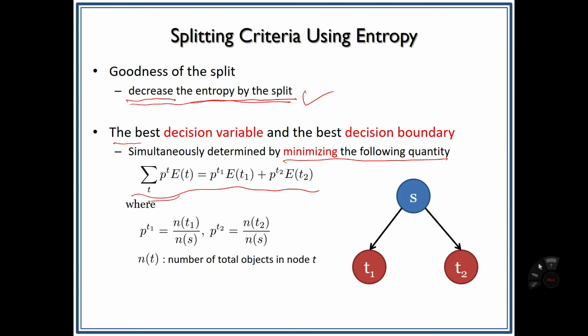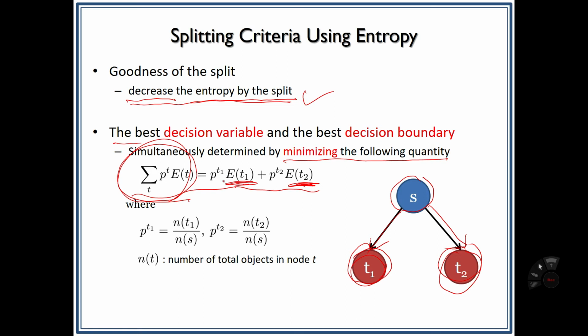This one is the entropy of node T1 and this one is the entropy of node T2. So this quantity is in fact the weighted average of two entropies. Because the CART algorithm allows only binary split, let us assume that this node S is split into two child nodes, node T1 and node T2. Then by the entropy formula, we can compute the entropy of T1 and the entropy of T2, this one and this one.